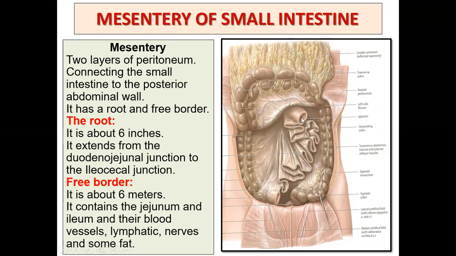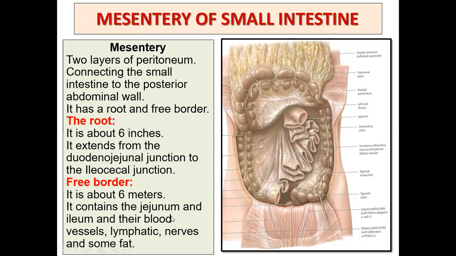Here you can see part of the jejunum. A part of duodenum and then jejunum, that is called the duodenojejunal junction, to the ileocecal junction. This is the ileum. This is opening into the cecum, which is the first part of the large intestine. So this junction is called the ileocecal junction. Here it is the duodenojejunal junction to the ileocecal junction. So this is the total length of the jejunum to the ileum, and this is attached to the posterior abdominal wall as a root. The free border, as I said, is 6 meters.